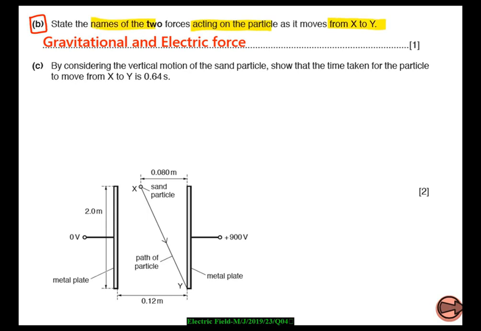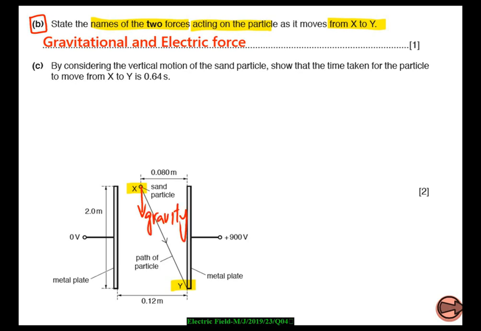Now to answer this question, we first need to find out where point X is located and where point Y is located. The next thing is to find out the forces acting on the particle. We understand that the particle is located in the gravitational field and also has mass. So we can say the force acting on the particle is gravity, or gravitational force.